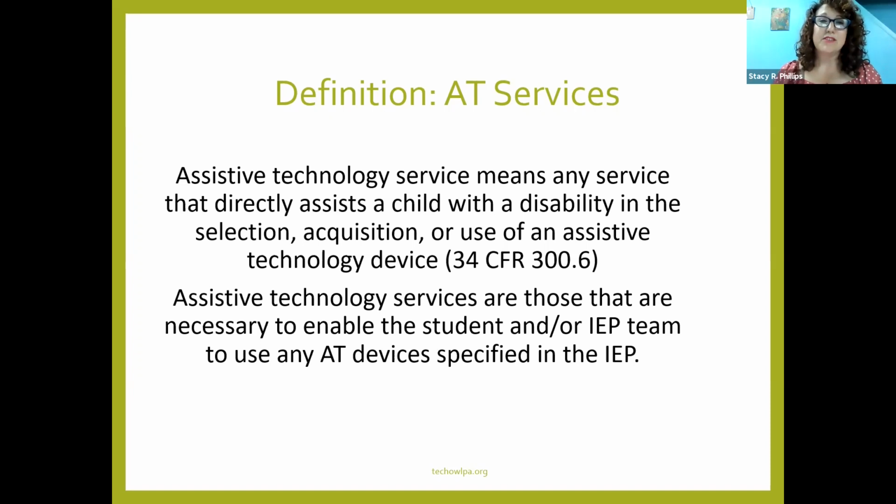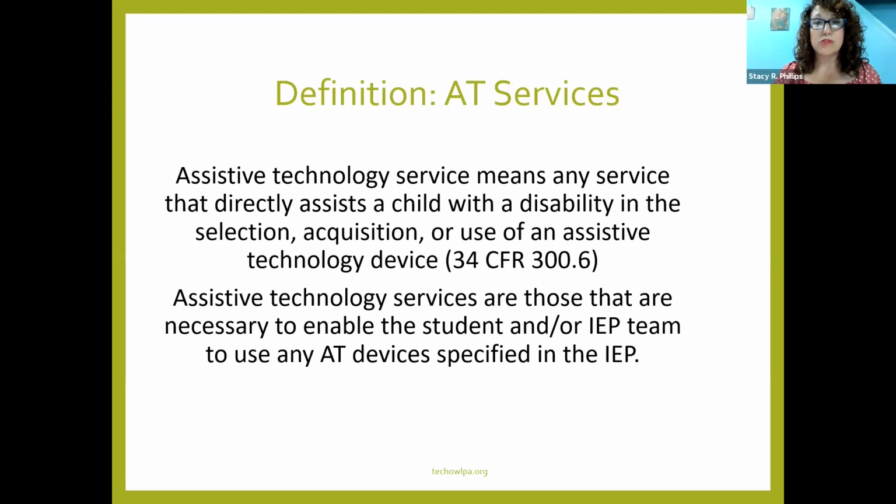Okay. So assistive technology services is defined as any service that directly assists a child with a disability in the selection, acquisition, or use of an assistive technology device. And assistive technology services are those that are necessary to enable the student or the IEP team to use any AT specified. So this is the definition provided in the Individuals with Disabilities Education Act, or IDEA.